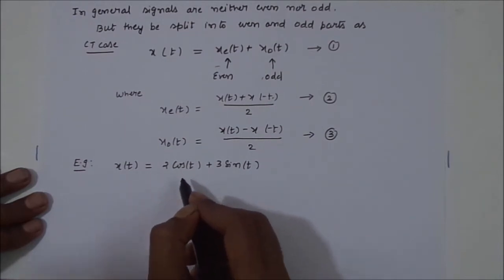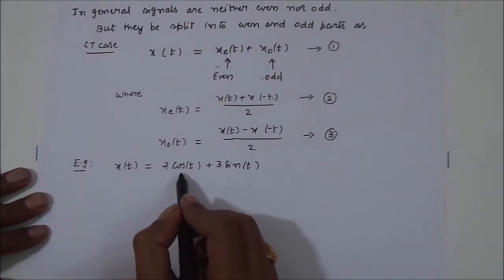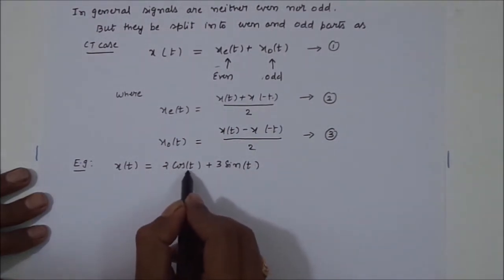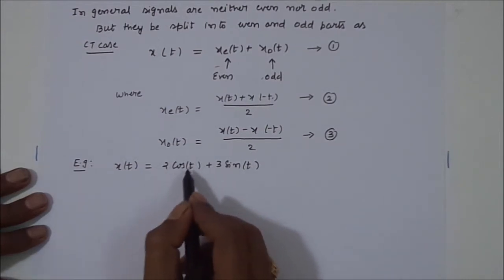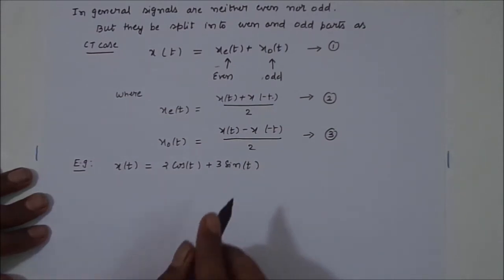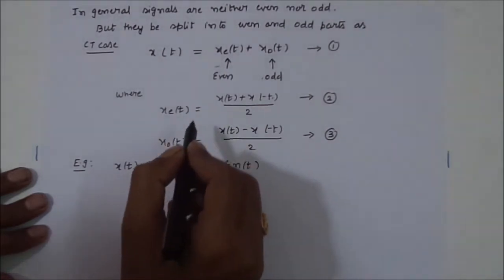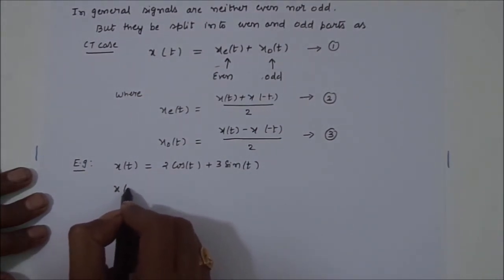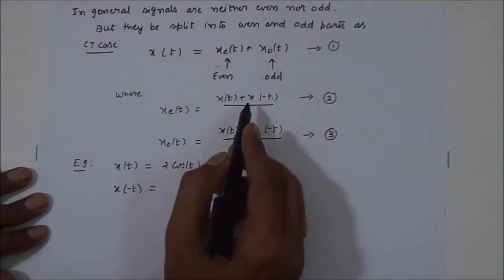But how do you find its even and odd parts? One method is to obtain the even part and odd part by inspection. Because this signal is 2 cos t plus 3 sin t, the 2 cos t is even, so obviously that corresponds to the even part of the signal. Similarly 3 sin t corresponds to an odd signal, so it is the odd part. That we do by inspection, but let us follow the equations as above and evaluate the even and odd parts. To evaluate them we require x of minus t.